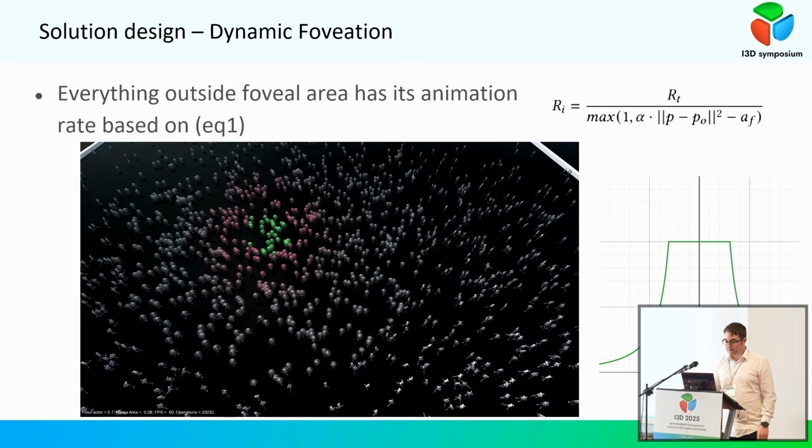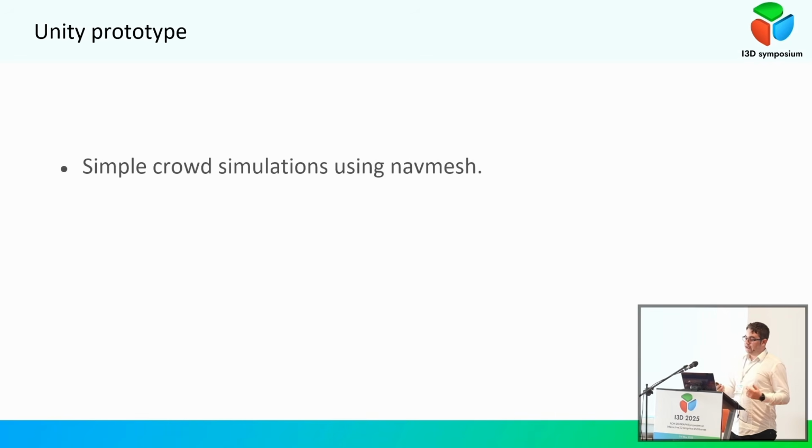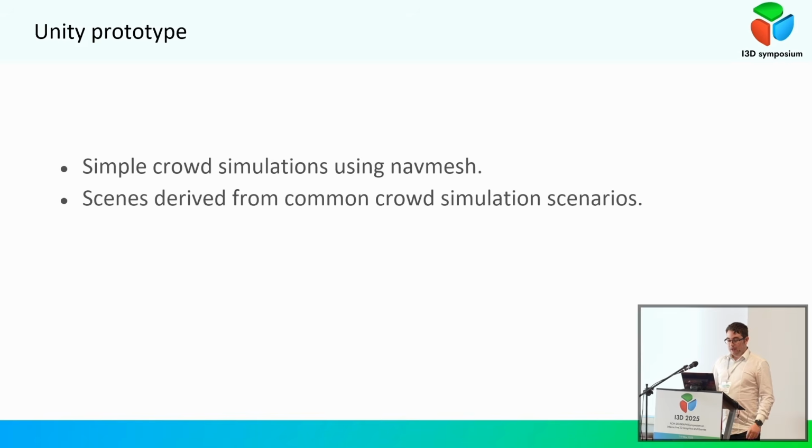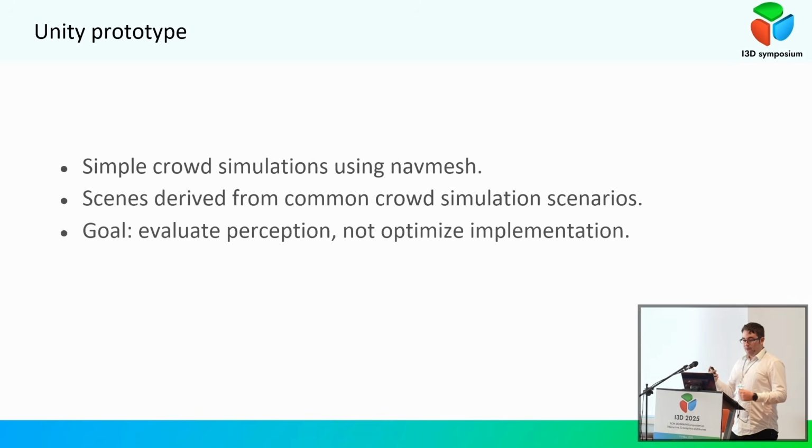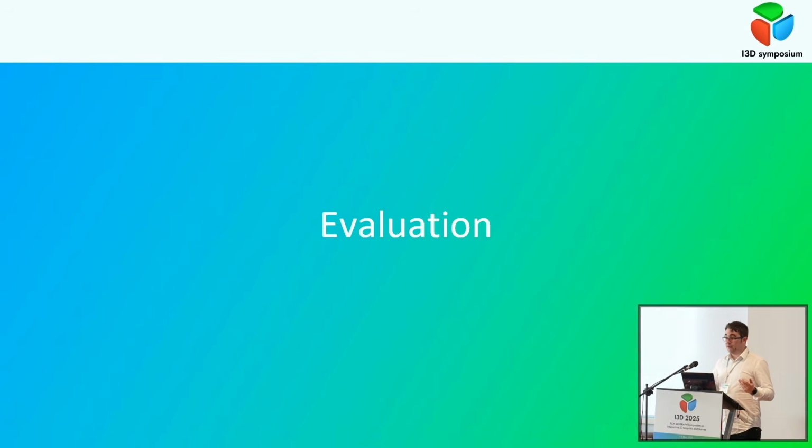Now, what you've seen here is our Unity prototype for this project. It should be noted that we simply do simple crowd simulations using the Unity's built-in nav mesh. And the scenes that I'm about to present to you in a second are derived from common crowd simulation scenarios. Very importantly, our goal here is to evaluate perception, not to optimize implementation. Optimizing the implementation is going to be subject for further study. So let us now go over the scenes.